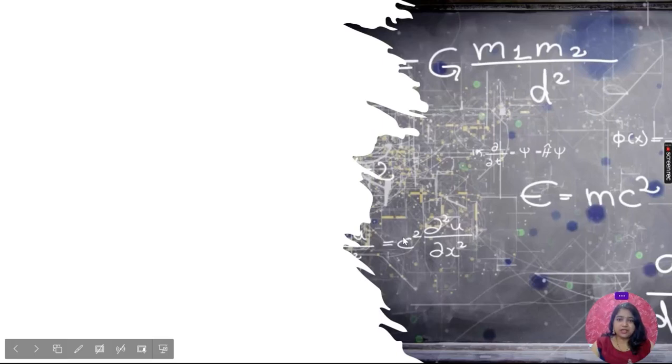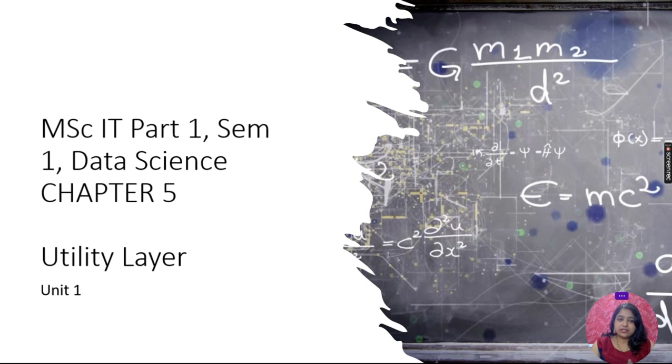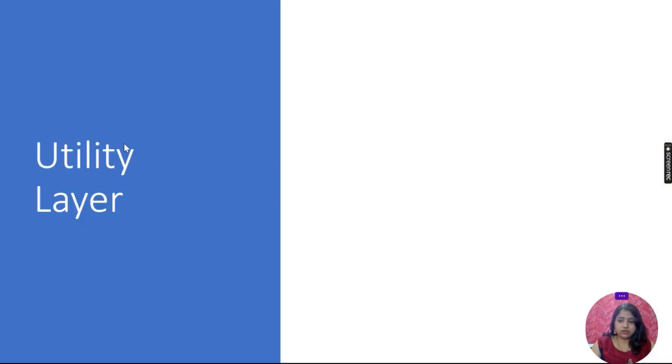Today we are going to learn the MSc Part 1, Sem 1 Data Science Chapter 5 Utility Layer, and this is a part of Unit 1. So let's start with this chapter. Now, what is utility layer?